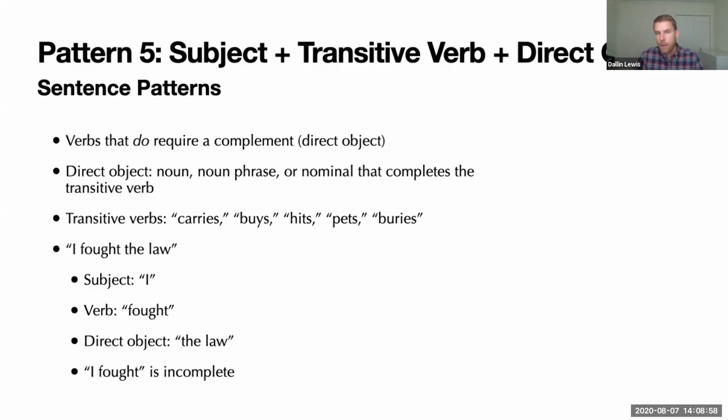So to see if something is optional or necessary, just try to see if you could drop it and if it would still make sense. So verbs like carries, buys, hits, you wouldn't say I carries, or excuse me, I carry.